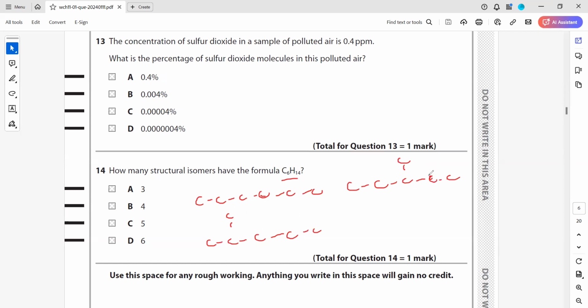Then we cannot change the branch to the other side, it will be the same. Now we start making 2 branches. So 3. This is one possibility, and there are 6 carbons. So 4. This is one possibility that 2 branches are on the same carbon, and maybe there are 2 branches on different carbons, and there's one other possibility. So 1, 2, 3, 4, 5 are there. So C will be the right answer. How many different structures are possible for C6H14? That's what we did.